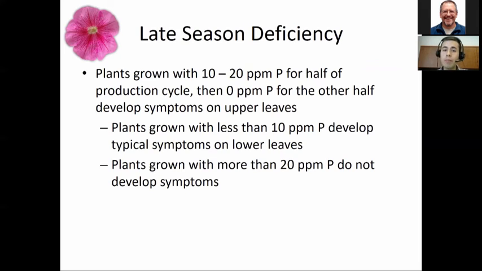Plants grown with less than 10 parts per million phosphorus develop typical symptoms on the lower leaves, and plants grown with more than 20 parts per million phosphorus just don't seem to develop these symptoms. Loading them with a very high concentration of phosphorus does seem to be able to get the plants through, at least short-term greenhouse crops. It allows them to develop normally and not develop these types of symptoms.